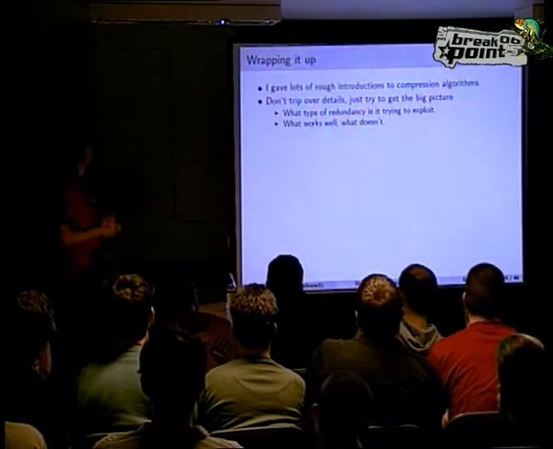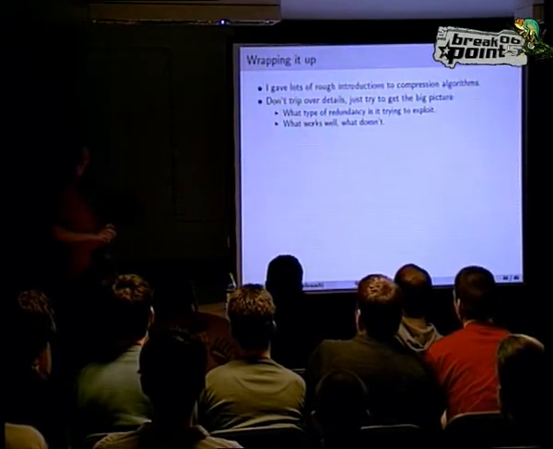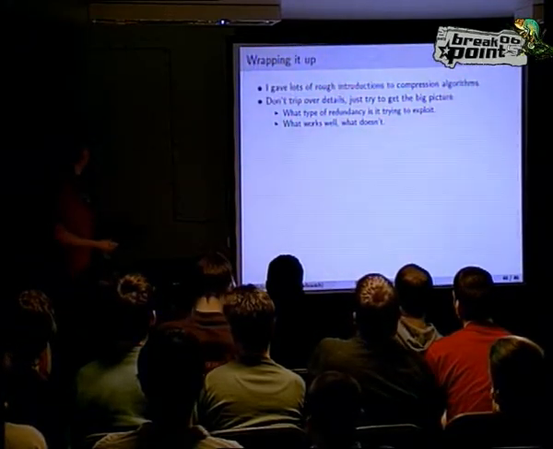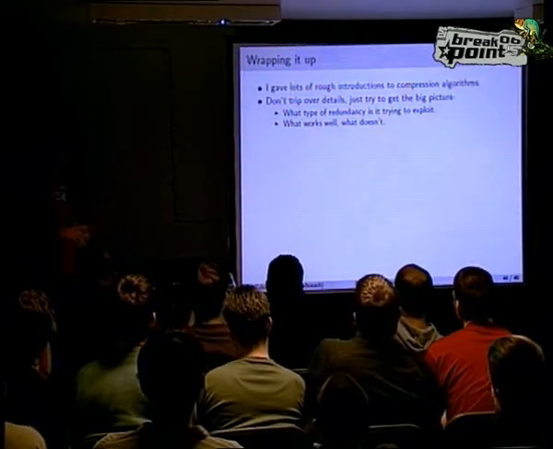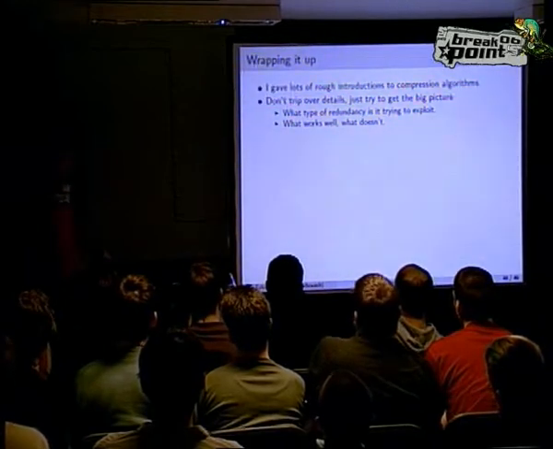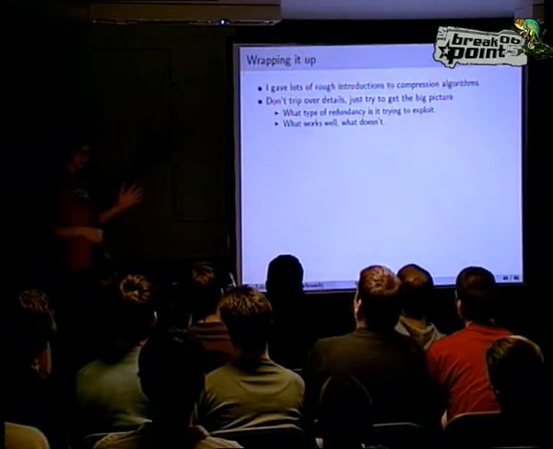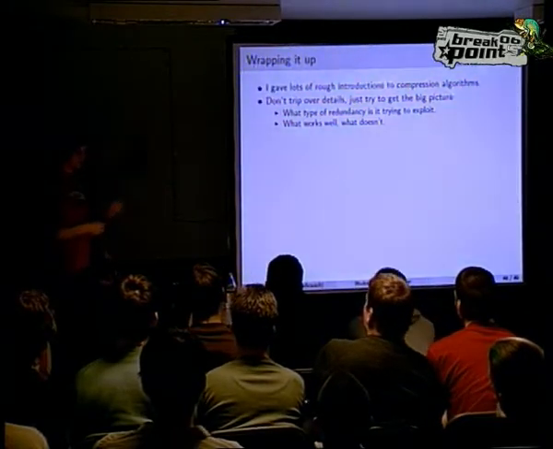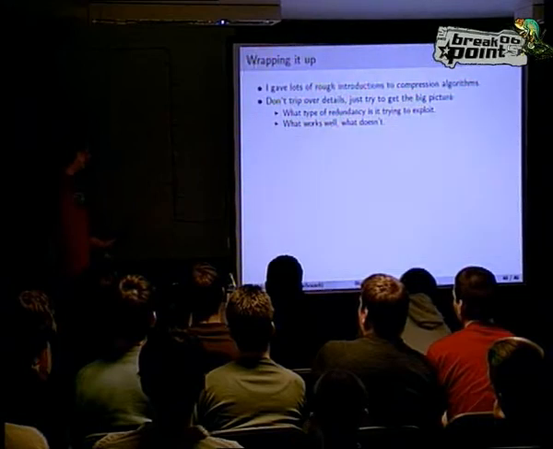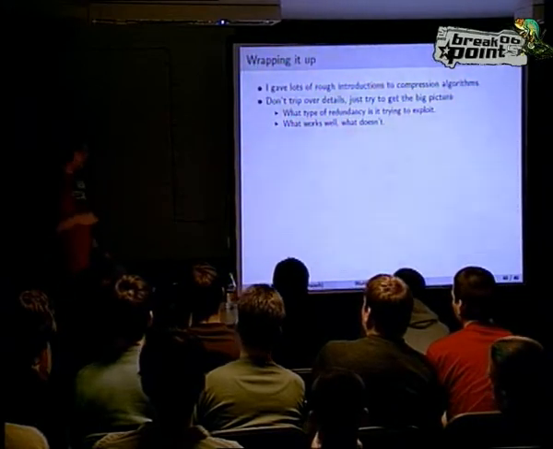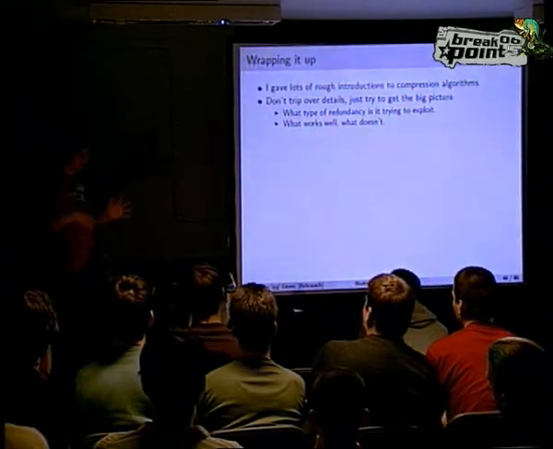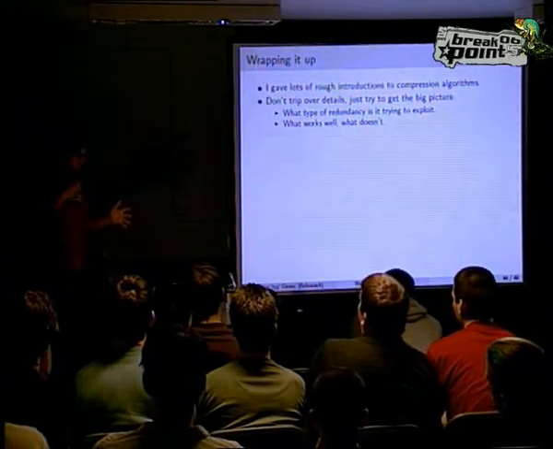Okay, so that's the end of that example, and we're close to the end of the talk. I'm just going to sum things up for the end. I gave you lots of rough introductions as to how different compression algorithms work, what they are trying to do, and it's not that important that you understand all the details. If you look at most compression papers, they are terribly hung up in the details, but they don't actually tell you what it is trying to do.